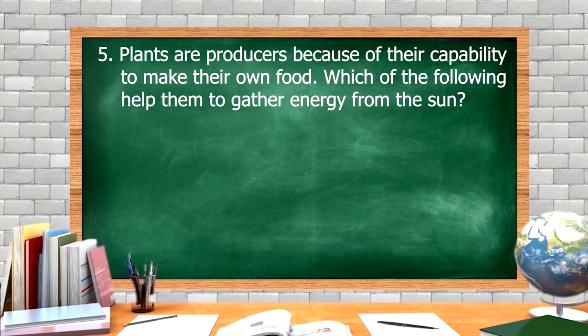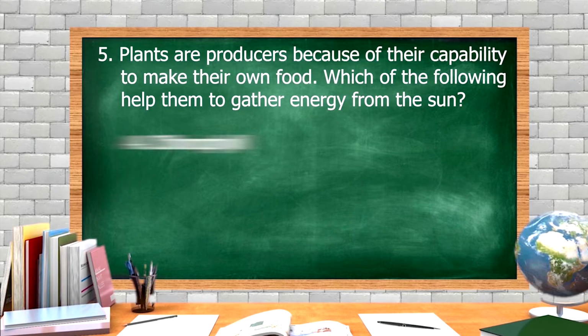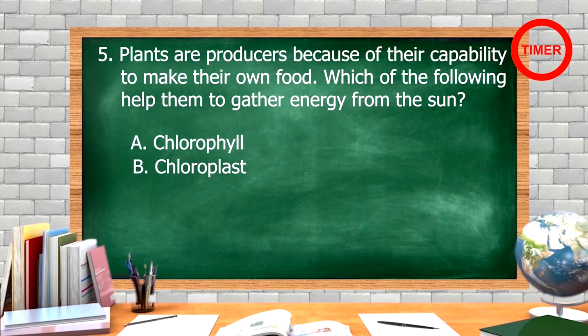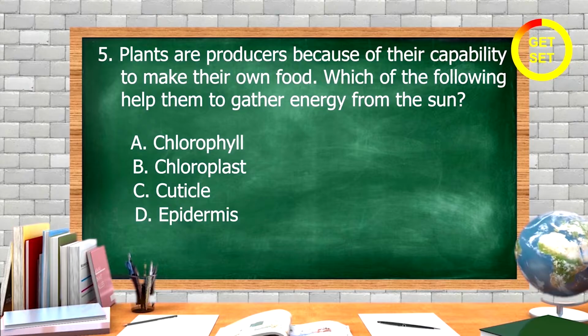Question 5. Plants are producers because of their capability to make their own food. Which of the following helps them to gather energy from the sun? A. Chlorophyll. B. Chloroplast. C. Cuticle. D. Epidermis.